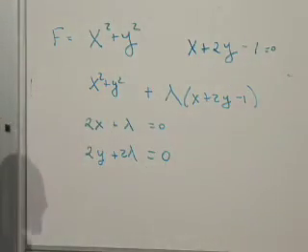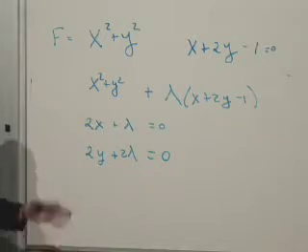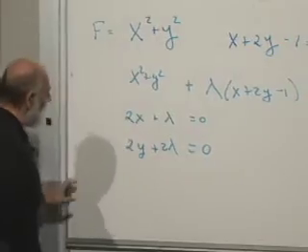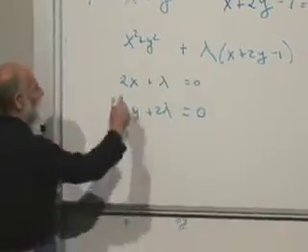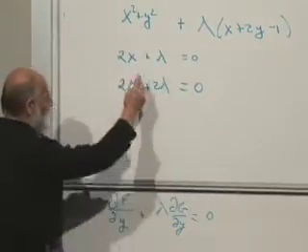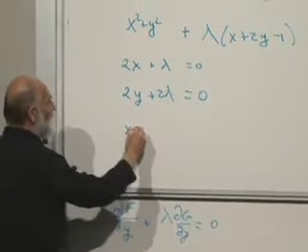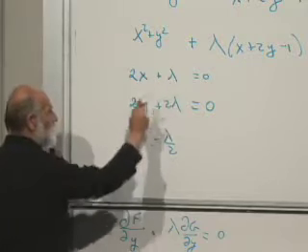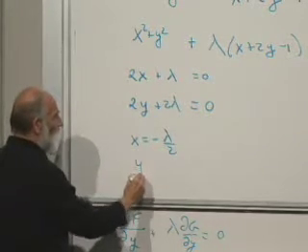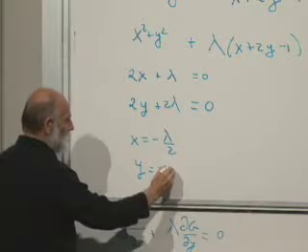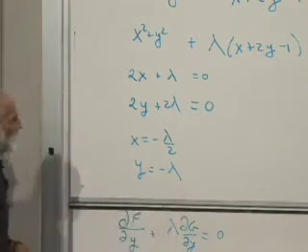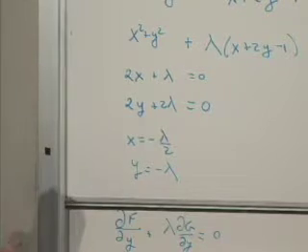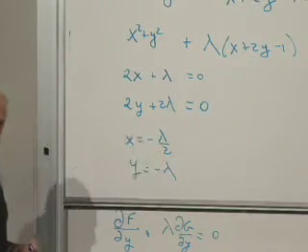Now we can solve for x and y in terms of lambda. We don't know what lambda is yet, but let's solve for x and y in terms of lambda. X is equal to minus lambda over 2. That's this equation. And y, I think, is just equal to minus lambda. Everybody agree with that? Right. OK, so we've solved our problem, except we don't know what lambda is.